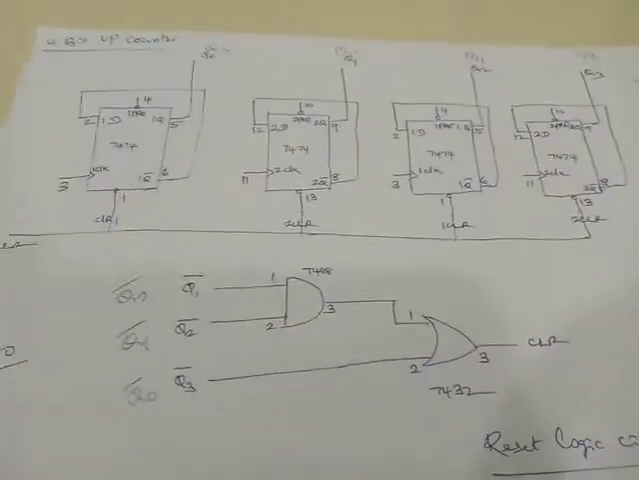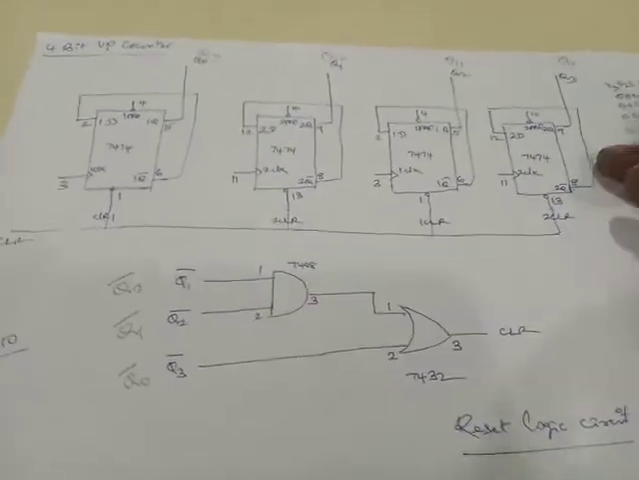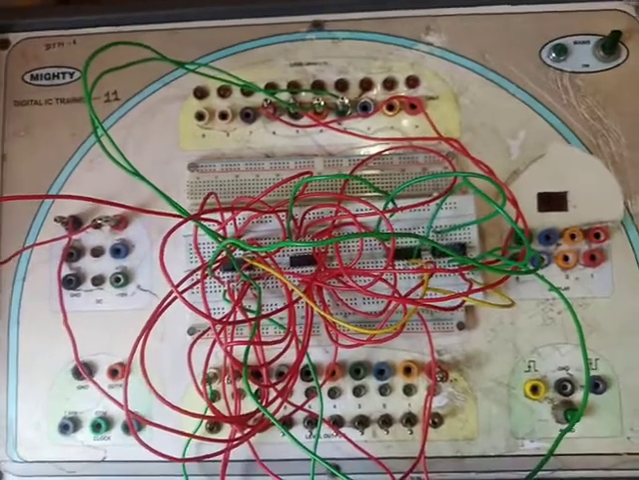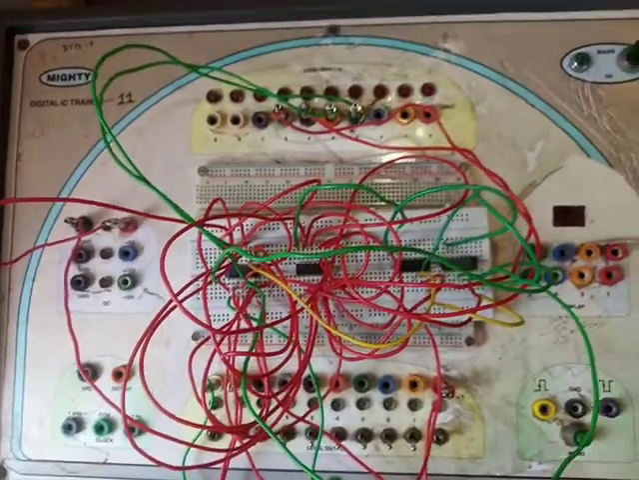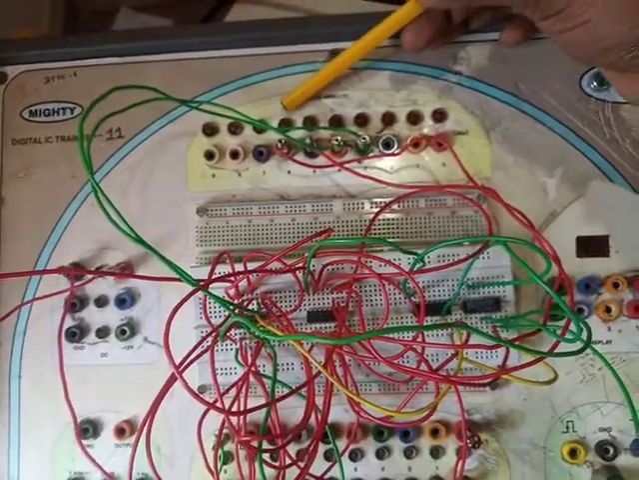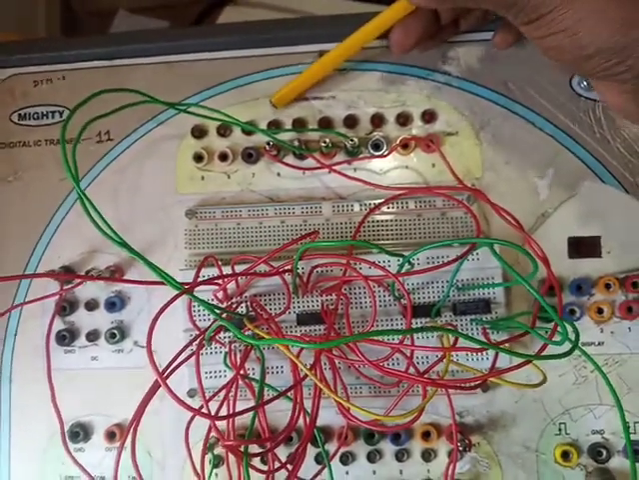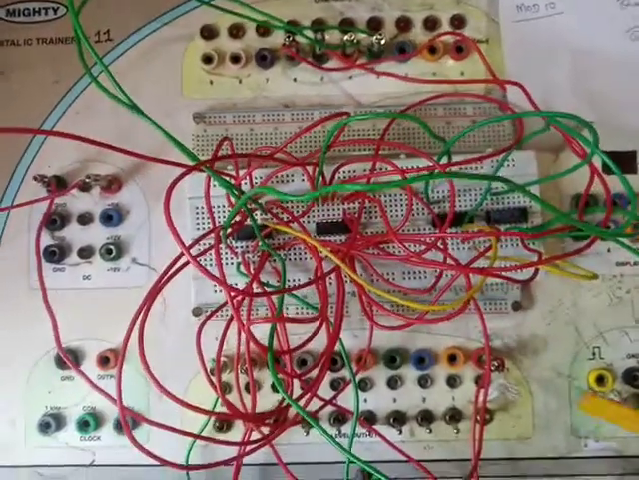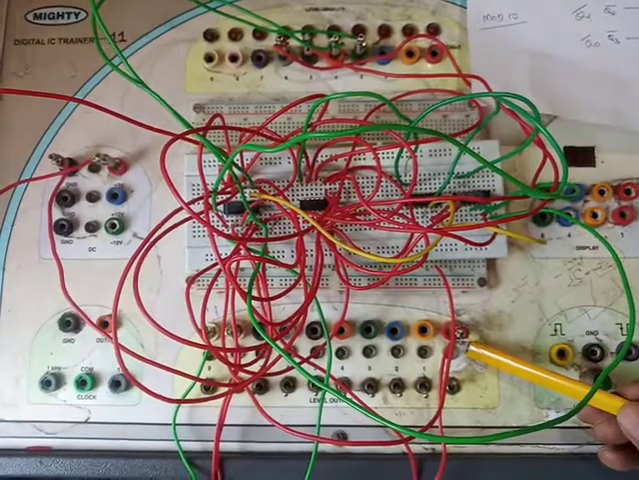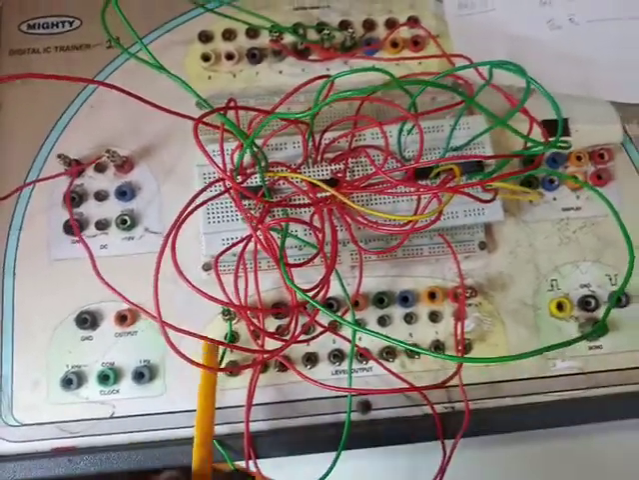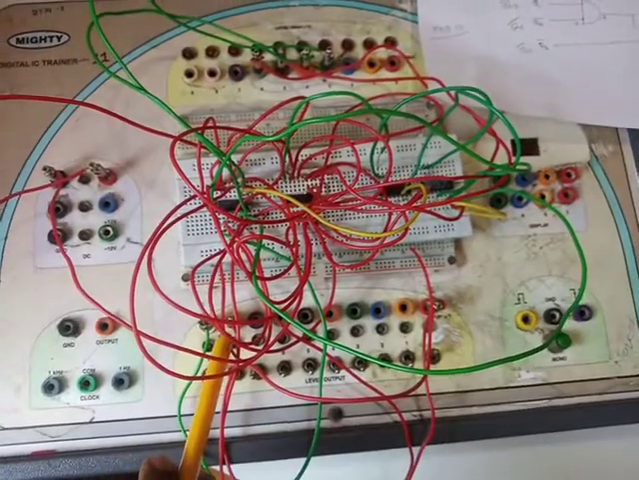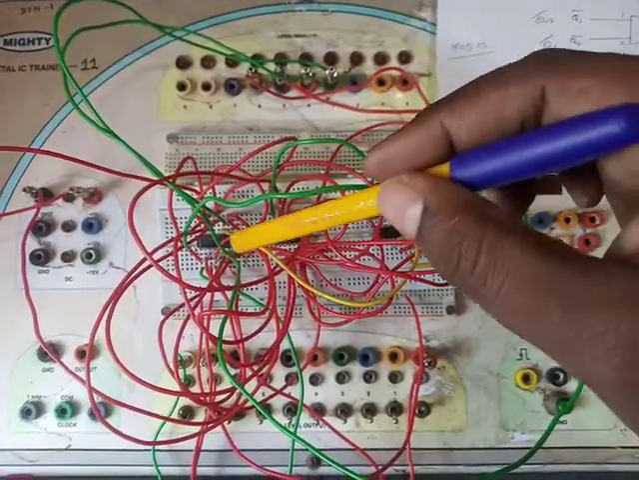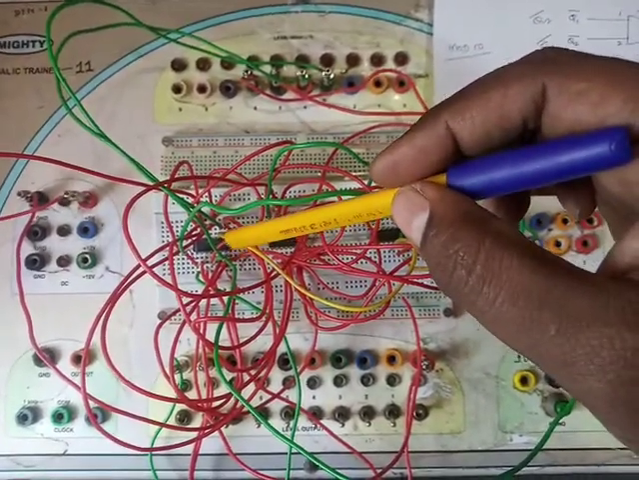Now we are going to check this mod 10 counter using a trainer kit and verify the truth table. Here these are the outputs Q3, Q2, Q1, and Q0. We have given three inputs: this toggle is the clock, this one is the reset, and the next one is preset. Here we connected two 7474 ICs, and each 7474 IC has two D flip-flops.